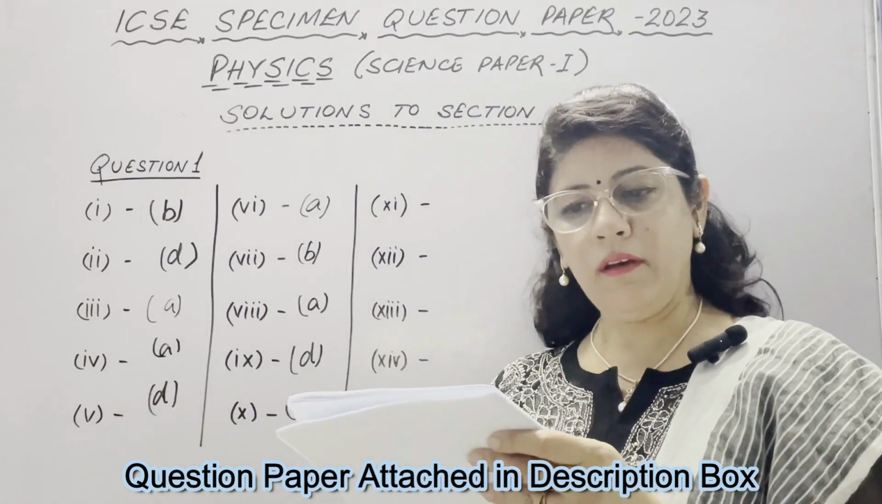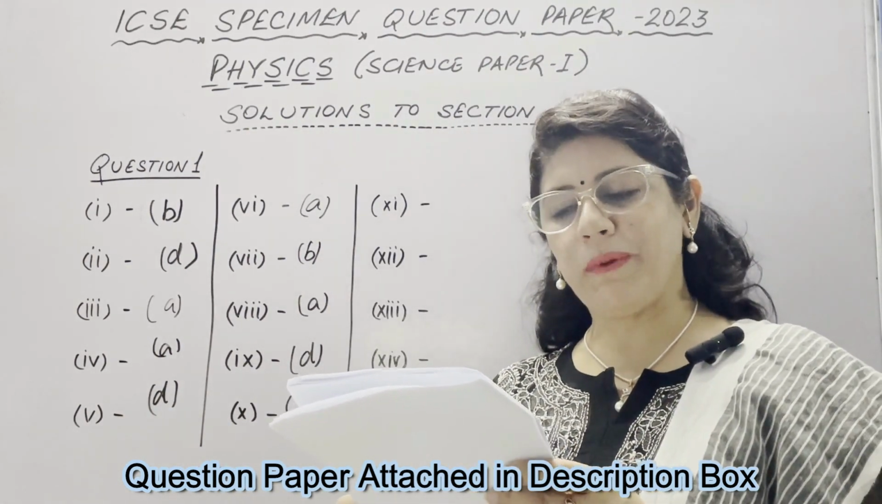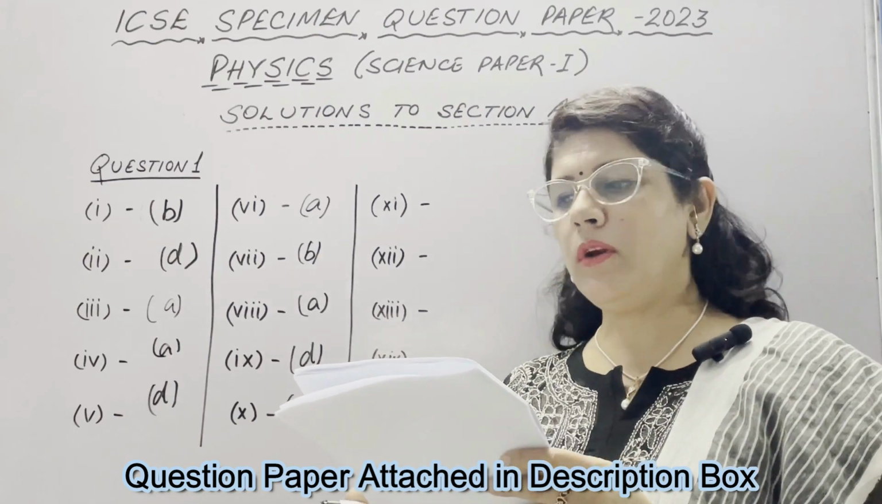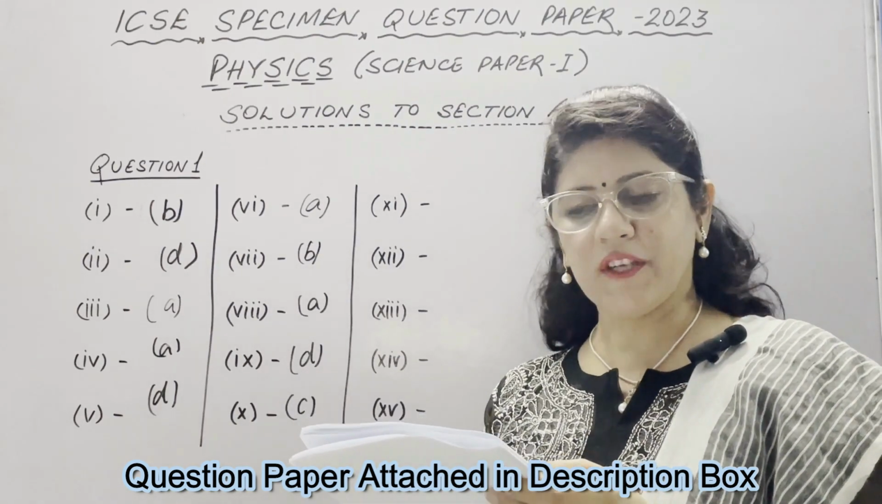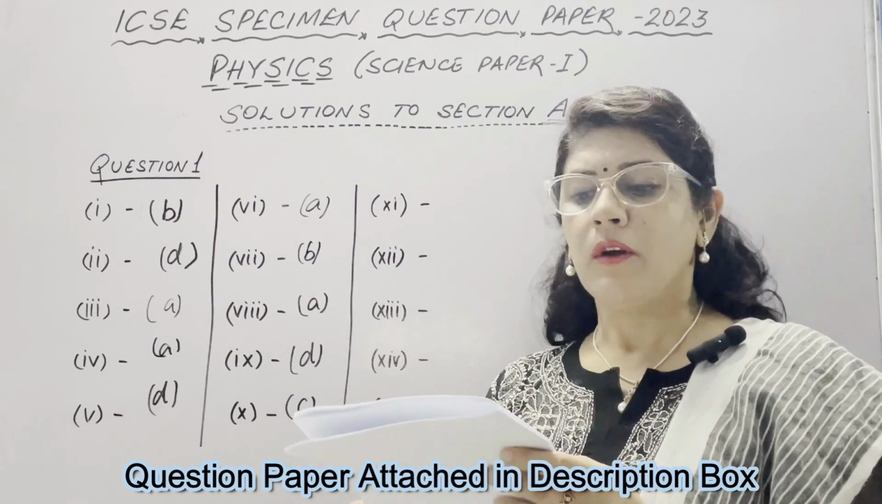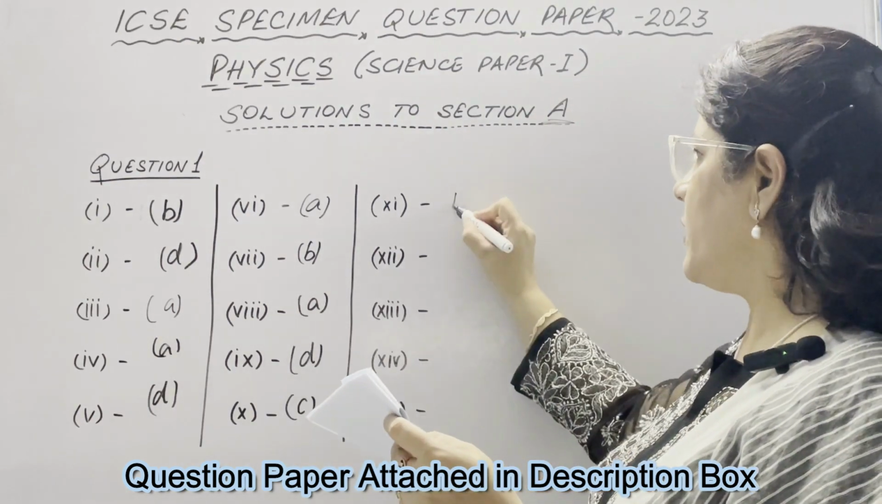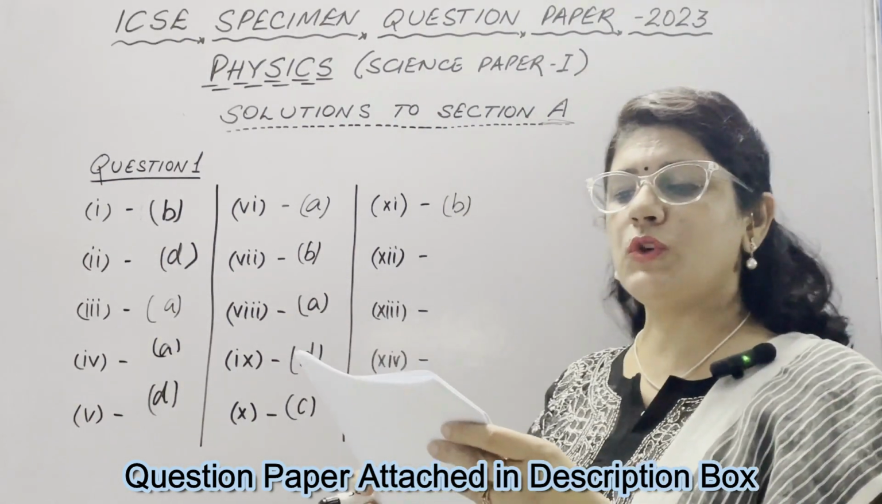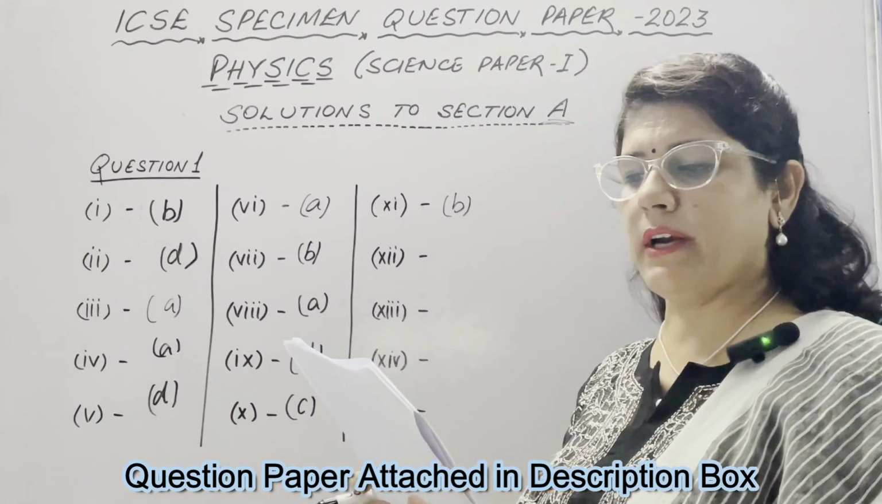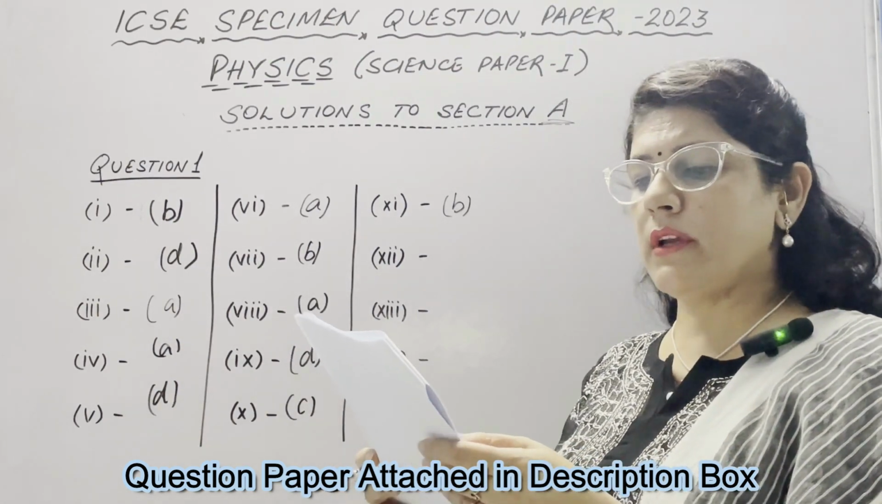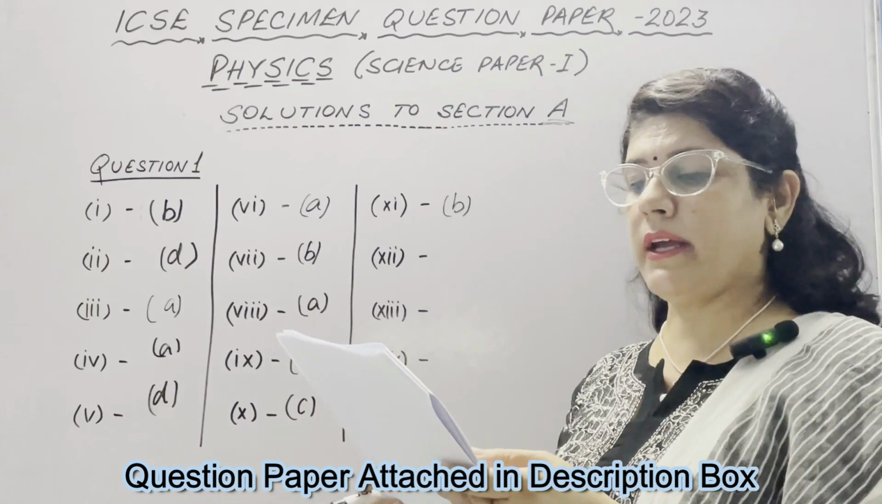In part number 11, when a conductor carrying current is placed in a magnetic field perpendicular to it, the direction of force experienced can be found using Fleming's left hand rule. We all know in this case we need to use Fleming's left hand rule because the motion of the conductor is required.